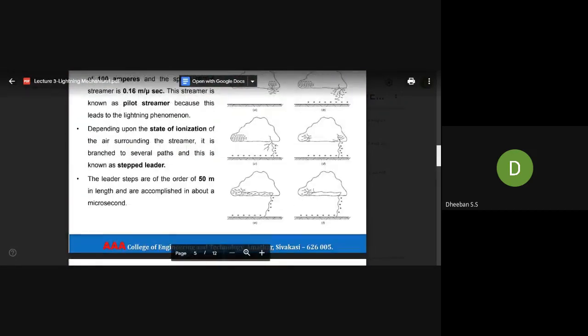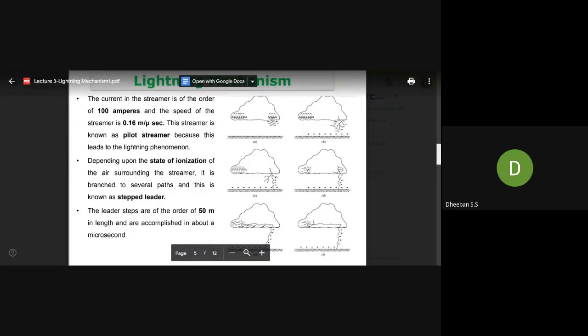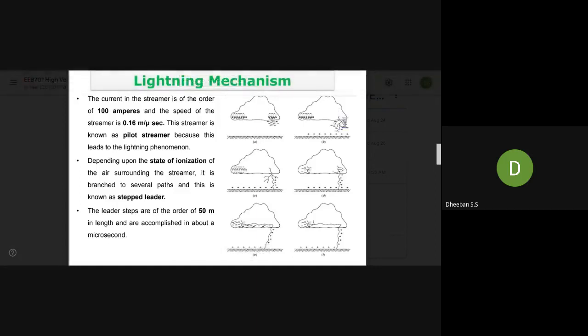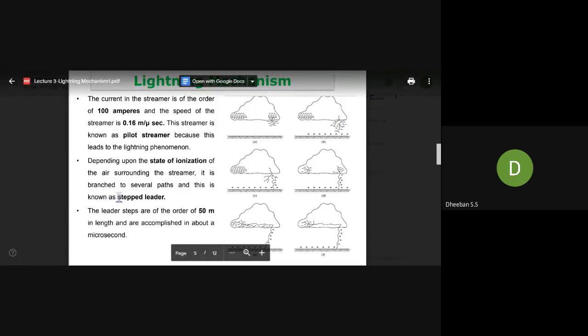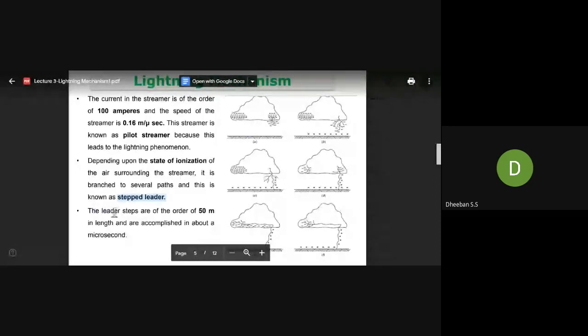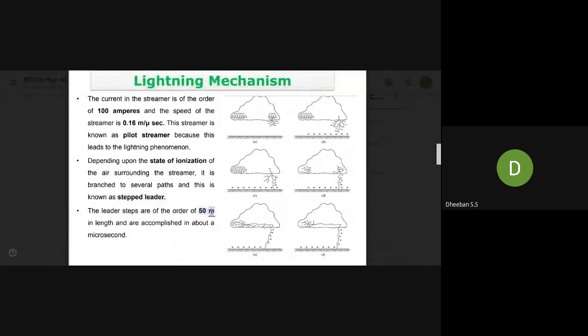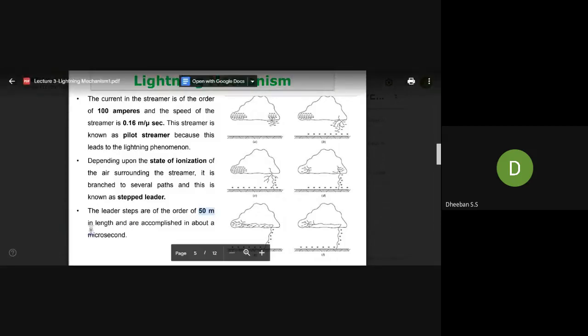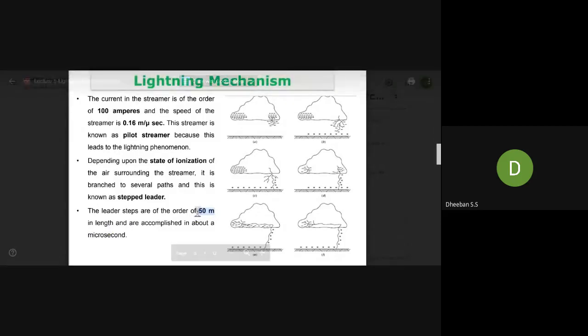So pilot streamer we have seen. Next is the ionization state. The particles around the air get ionized, and this ionized air forms another path. It is called the stepped leader. This stepped leader you can see in your D figure, that is your second figure. The steps of this leader are of the order of 50 meter in length, and it starts to grow.